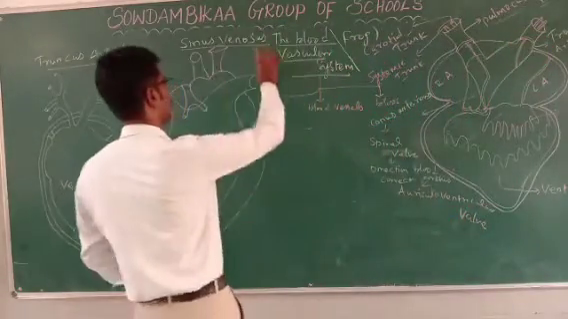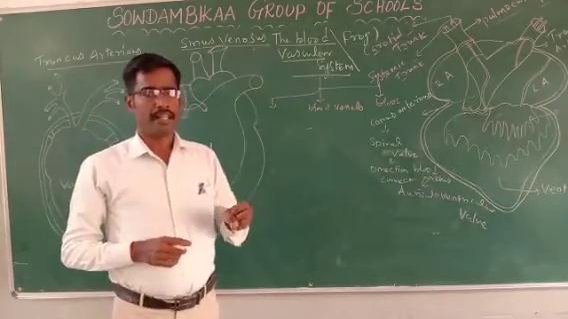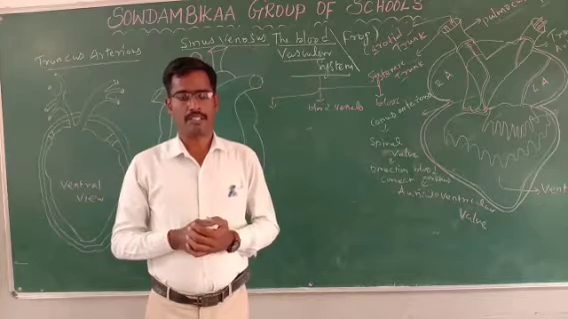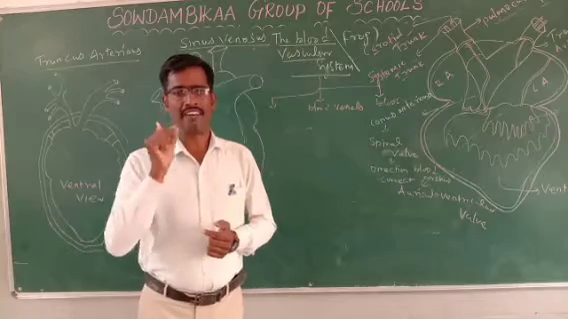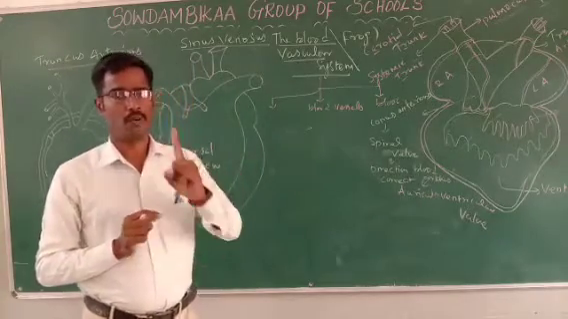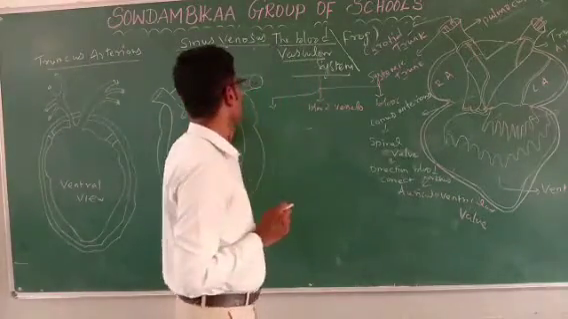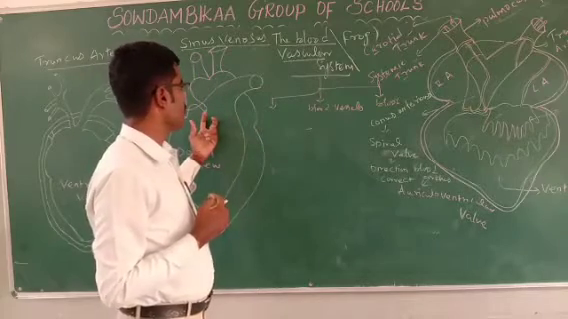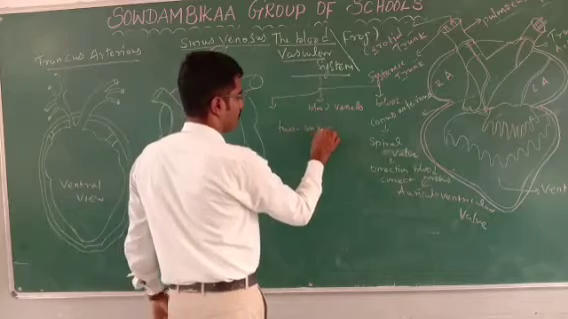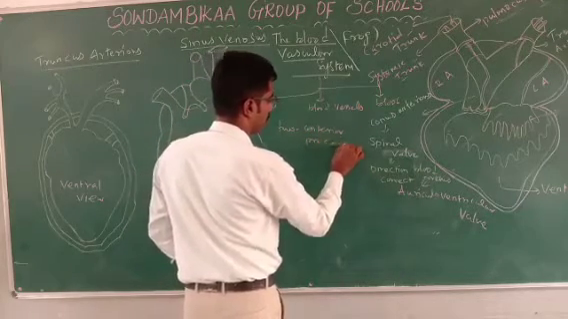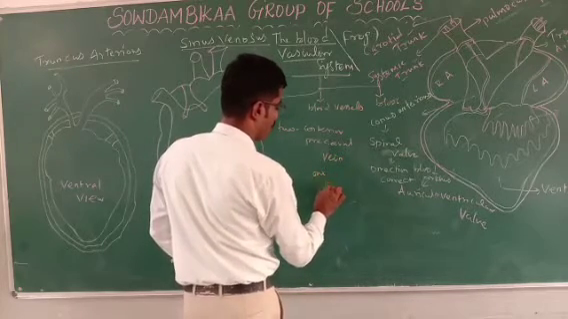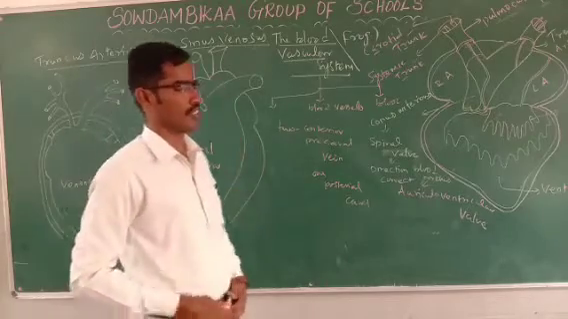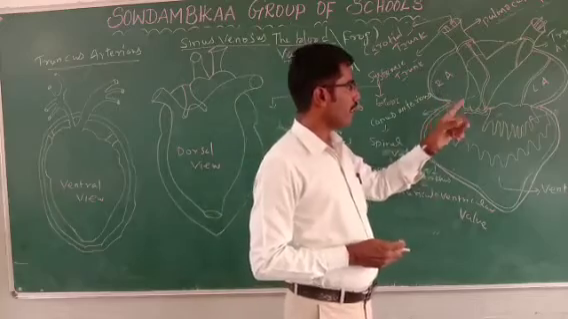Okay. The sinus venosus receives the deoxygenated blood from different parts of the body, especially from two precaval veins anteriorly and one postcaval vein posteriorly. So the sinus venosus receives the deoxygenated blood from the whole body, through the anterior precaval veins and the one posterior caval vein.